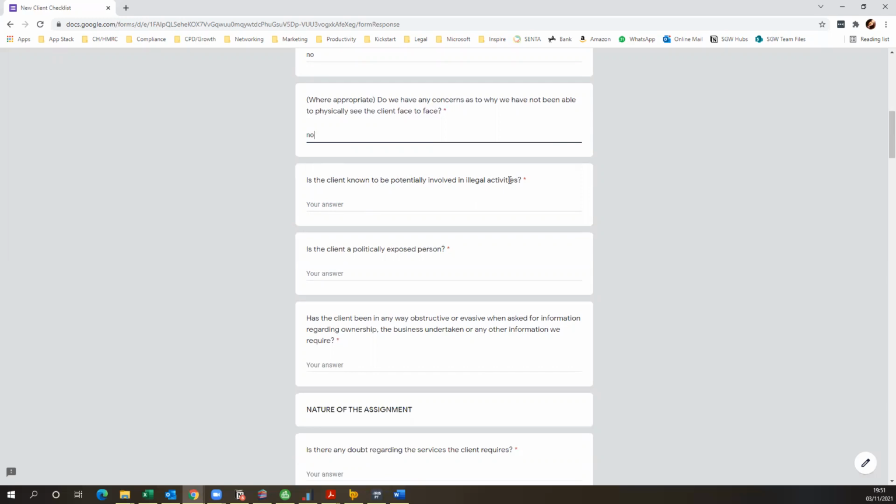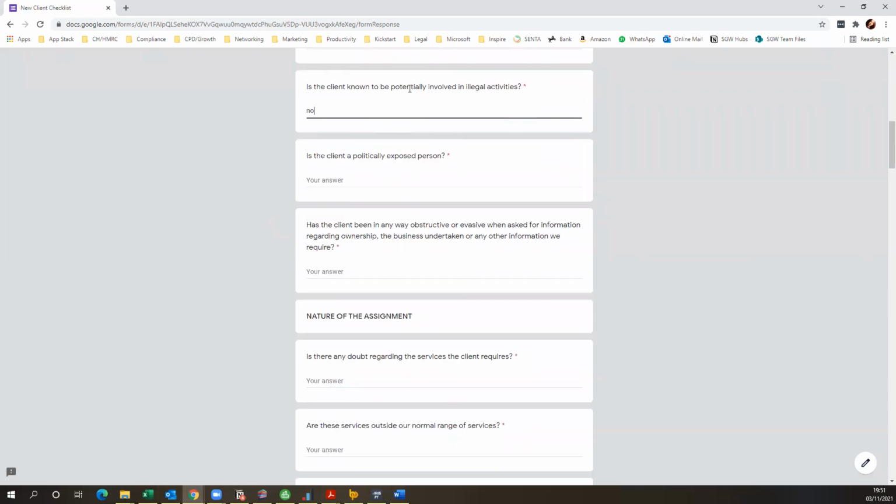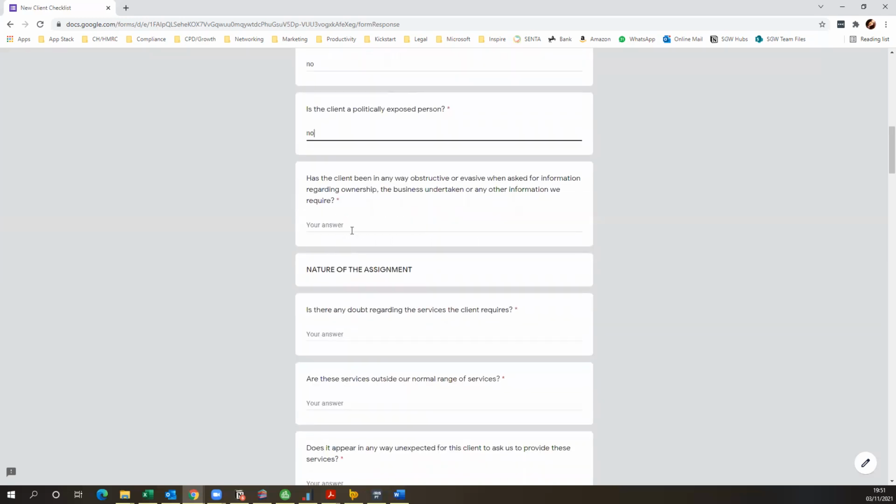Is the client known to be potentially involved in illegal activities? You'll get an idea about that. They're obviously not going to sit there and tell you that they do all this stuff that's illegal, but you'll get an idea whether it feels like they're hiding something. Is the client a politically exposed person? For the most part, we probably won't be taking on politically exposed people, but we'll find that out through the ID checks. So you'll know the answer to that.